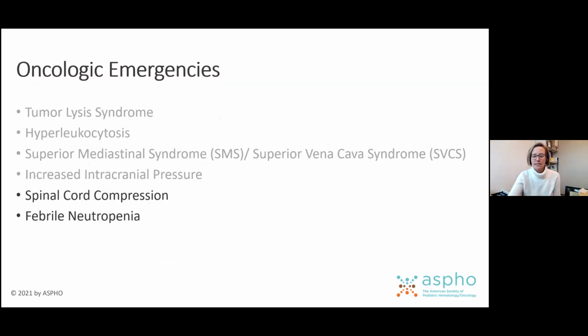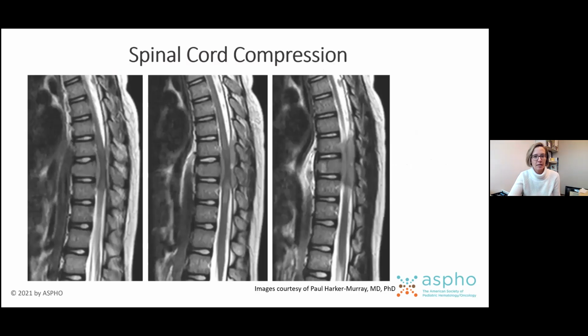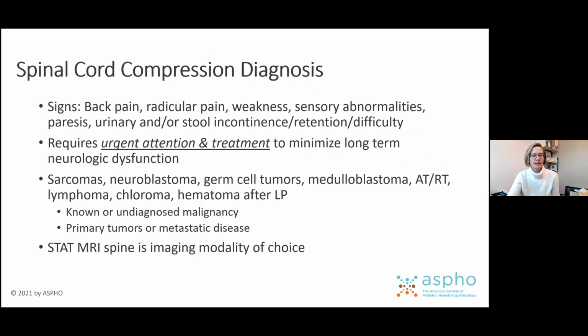Spinal cord compression is next. It can also happen in the setting of solid tumors or liquid tumors. The signs of this would be back pain, any kind of radicular pain or pain in the feet, weakness, sensory abnormalities, any kind of paresthesias, and urinary and stool incontinence or retention, or just difficulty with stool or urination. This obviously is an oncologic emergency that requires quick attention and treatment in order to minimize long-term neurologic dysfunction.